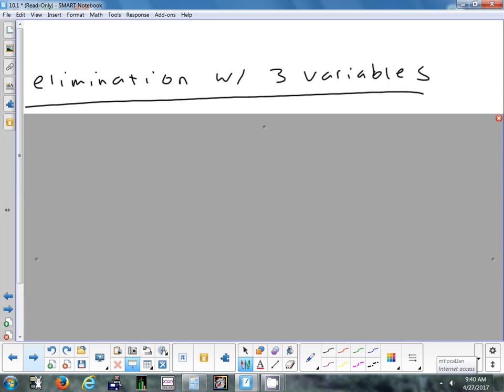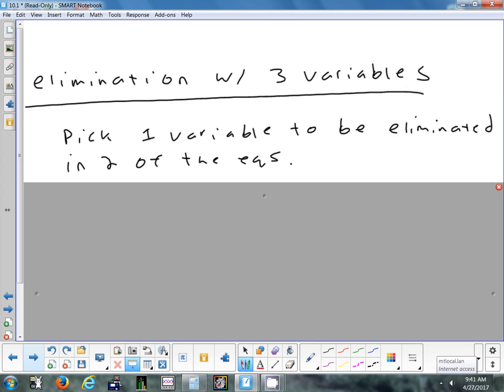All right. So the last thing we're going to look at, and this is what we'll get into more next time, is solving with 3 variables. With 3 variables, we're not going to do substitution. You can, it just gets kind of messy. The way you do a problem with 3 variables is you pick a variable to eliminate in two of the equations. So you pick two equations and forget about the third equation for now.